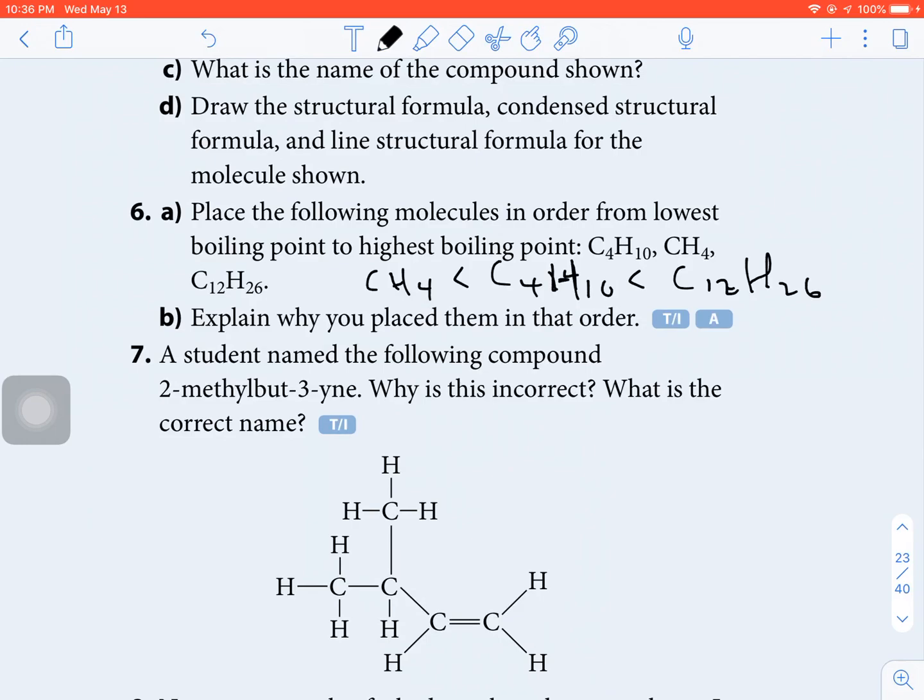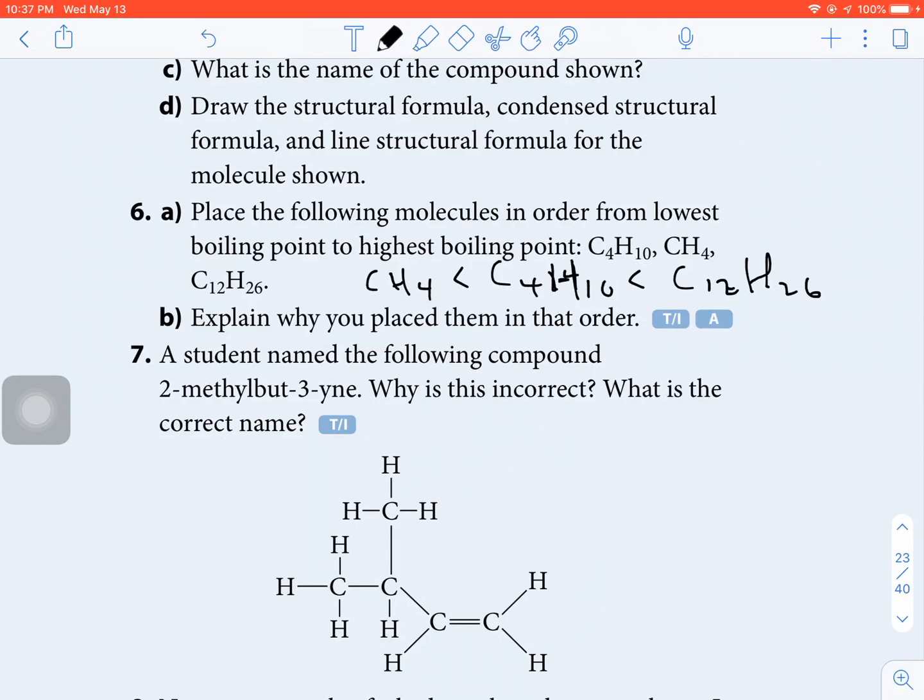The C12 one is a huge molecule, so it has a big attraction to its neighbor. It holds onto its neighbors very tightly, and in order to boil, in order to change into a gas, it's got to let go of its neighbors, but it doesn't want to. So I've got to actually add a lot more energy. I've got to heat it a lot higher, and it's going to have a higher boiling point.